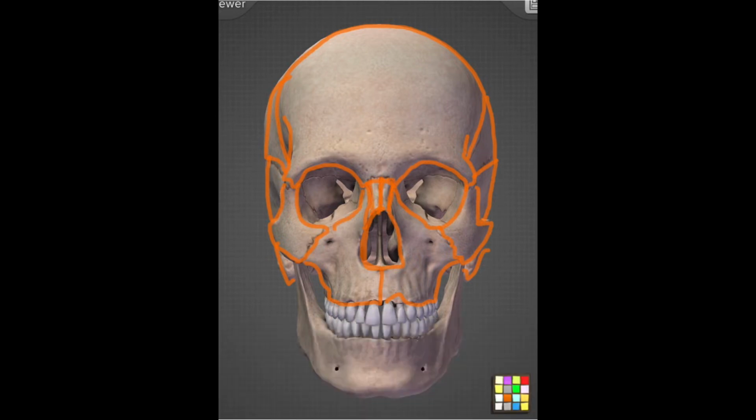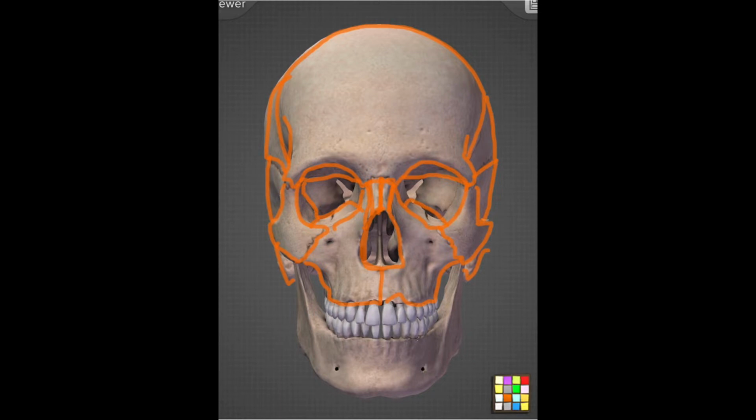Apart from the nasal bones, these aforementioned bones also contribute to the walls of the orbit. The frontal bone contributes to the roof of the orbit, the zygomatic bone to the lateral wall of the orbit, and the maxillary bone to the inferior part of the orbit or the orbital floor.